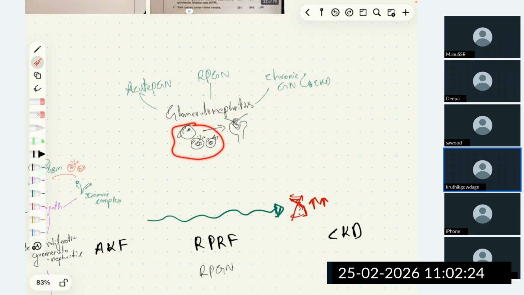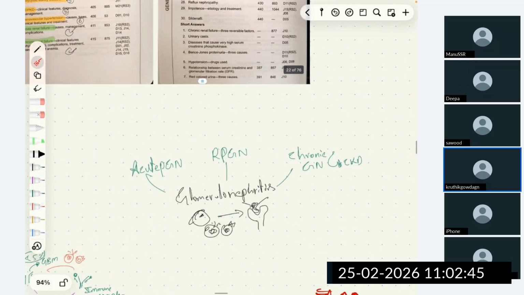The definition goes like this: the inflammation of glomeruli, and most are due to immunologically mediated injury, is called glomerulonephritis. The immune cells will attack the glomerulus and cause injury. This is called glomerulonephritis. In glomerulonephritis, we have a spectrum of disease ranging from acute to chronic.